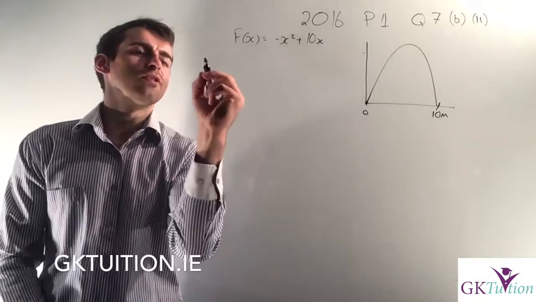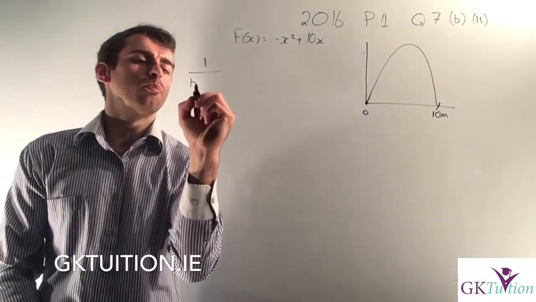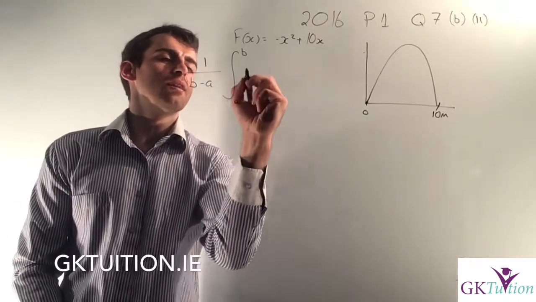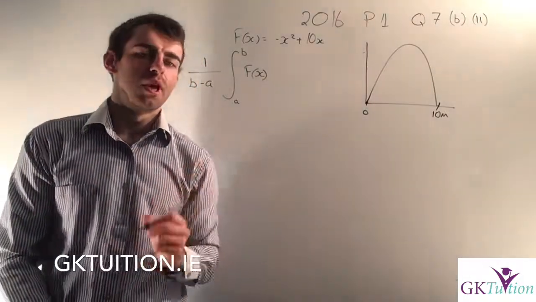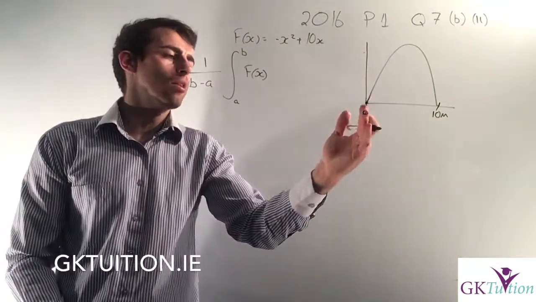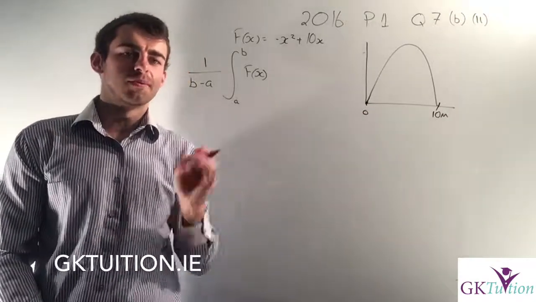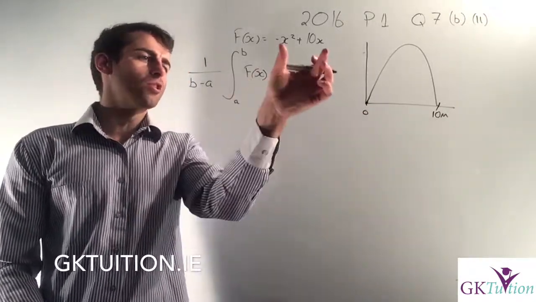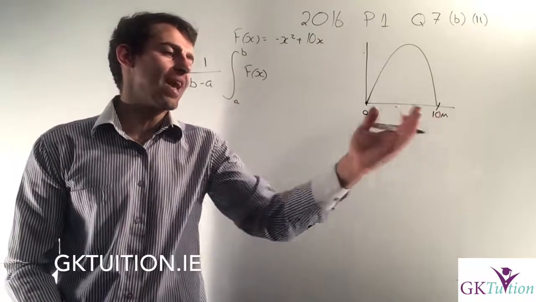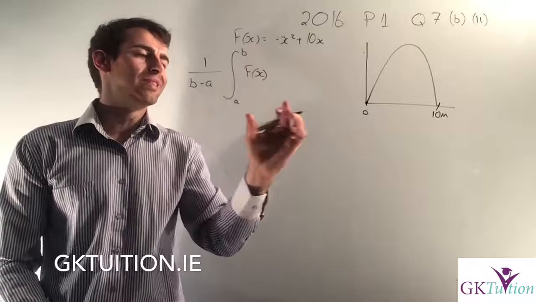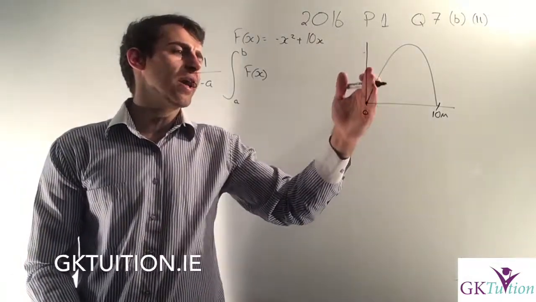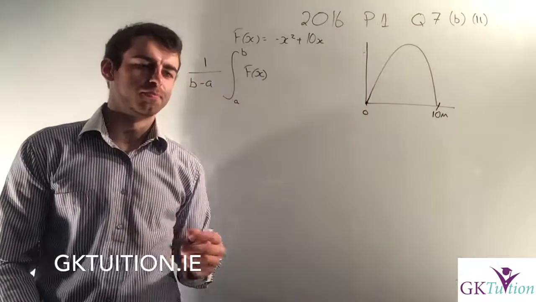Your formula for average value is 1 over b minus a times the integral from b to a of your function. So to get the average value, the average height of the ball above the ground from 0 to 10, I'm going to sub into my average value, where the function I sub in is minus x squared plus 10x, and the limits I use are going to be 10 and 0. So my b will be 10 and my a will be 0. Now I can sub in, and the value I get will be the average value above the ground.